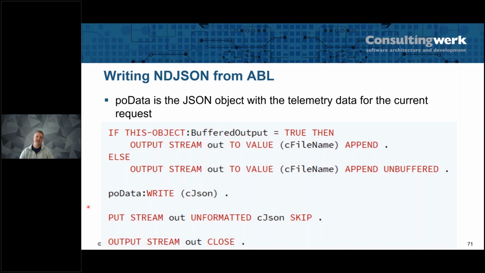So this data is the telemetry services JSON object, and we just output stream to that file name. One thing to note: if you're writing out JSON data and you want it to be NDJSON, newline delimited, do not do pretty printing, because pretty printing adds in a whole bunch of line feeds. You just want to dump it out to disk.